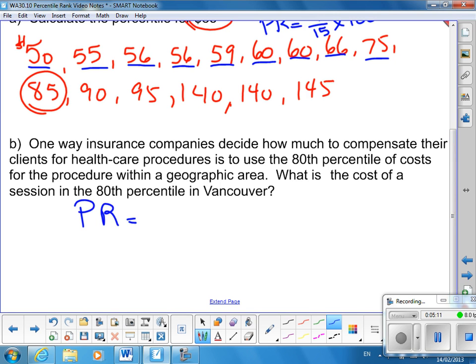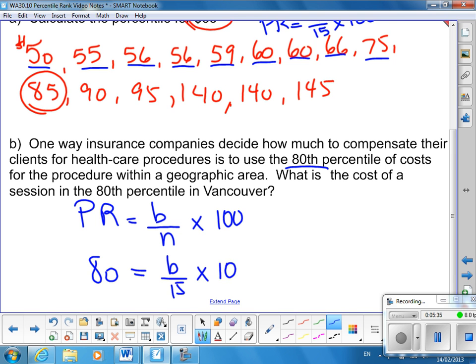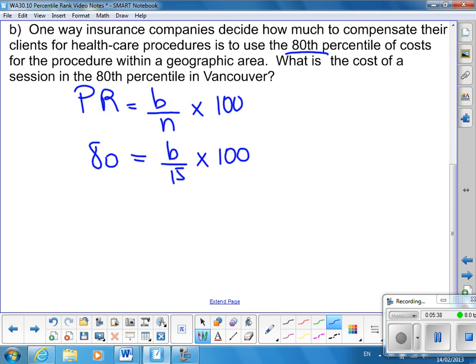So percentile rank equals the number below divided by the total number times 100. So in this case, the 80th percentile is going to go where the percentile rank is. We know that we have 15 people, or 15 clinics. We don't know which number is in the 80th percentile. Okay, so to solve for B, we need to move the times 100 to the other side. How do we do that? Well, we divide both sides by 100.